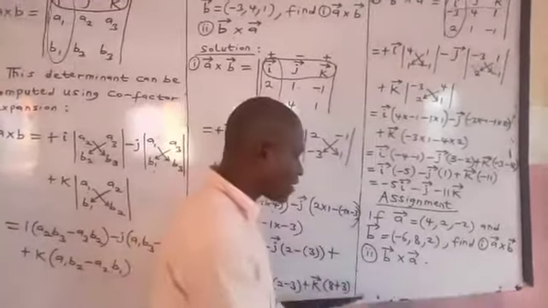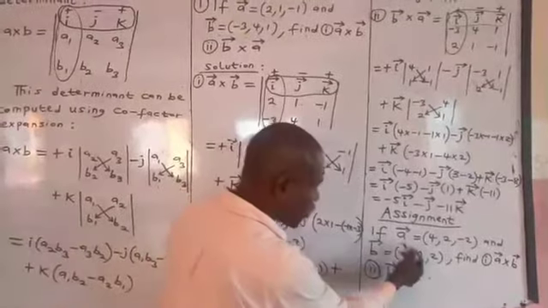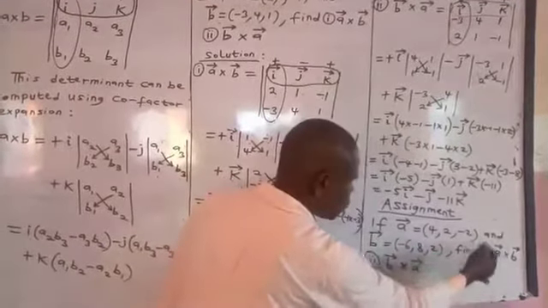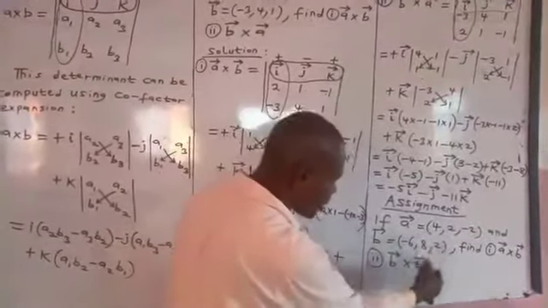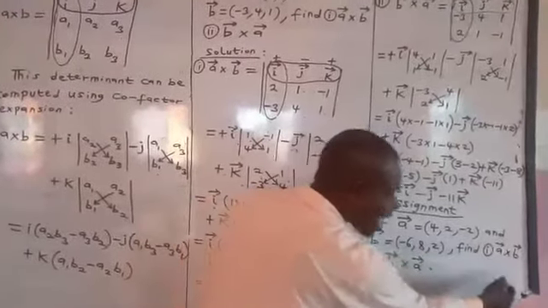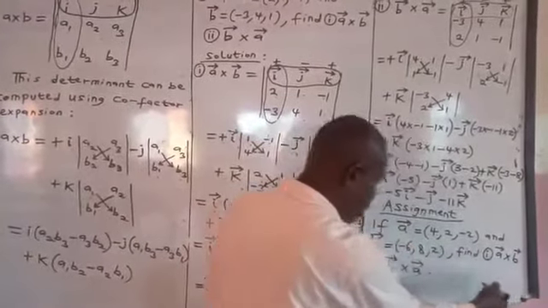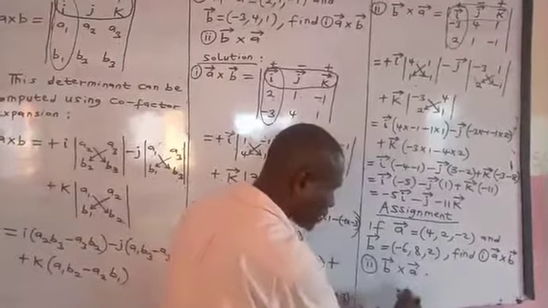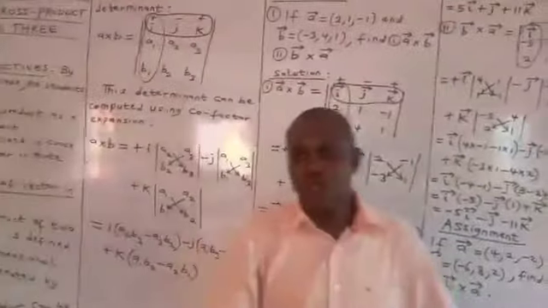So take your assignment. The assignment says, if vector A equals 4, 2, minus 2, and vector B equals minus 6, 8, 2, find i, vector A times vector B, ii, vector B times vector A. So this is where I will stop.